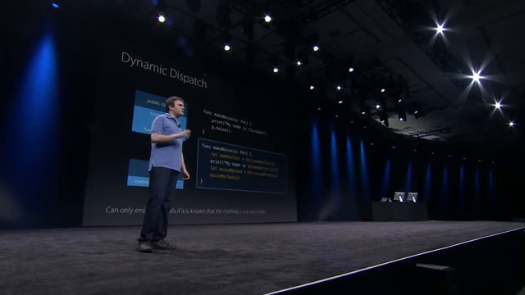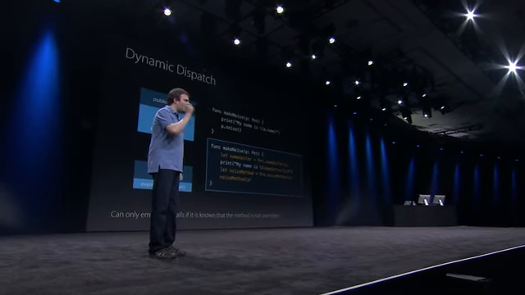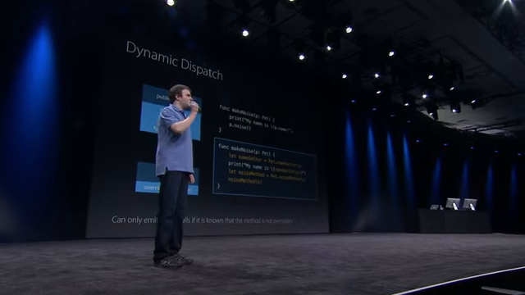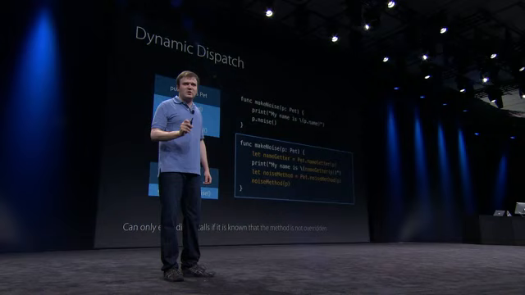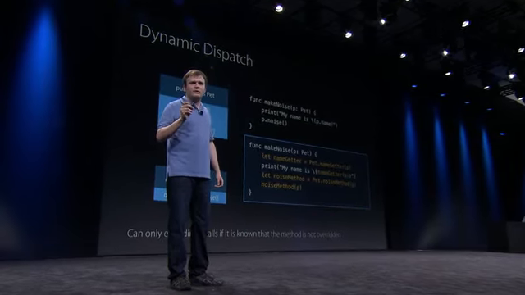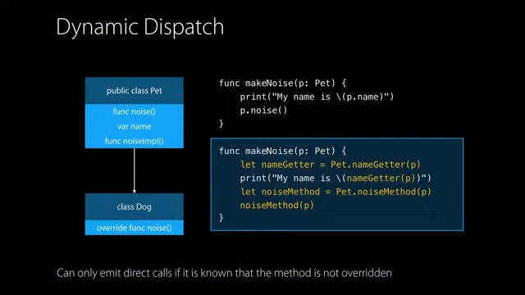The compiler in this case can only emit direct calls if it can prove that there are no possible overrides by any subclasses of name or noise. In the case of noise, this is exactly what we want. We want noise to be able to be overridden by subclasses in this API. We want to make it so that if I have an instance of Pet that's really a Dog, the Dog barks when I call noise. And if I have an instance of Pet that's actually a Cat, when I call noise, we have a meow. That makes perfect sense.